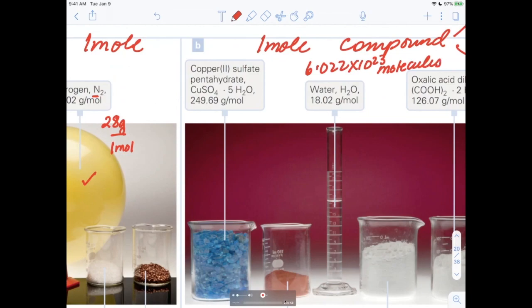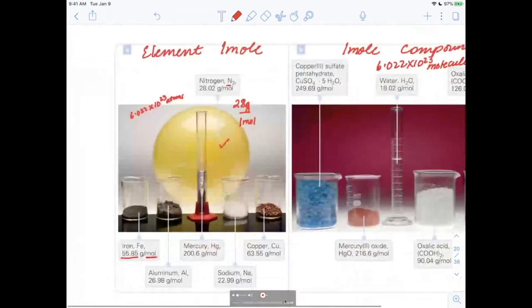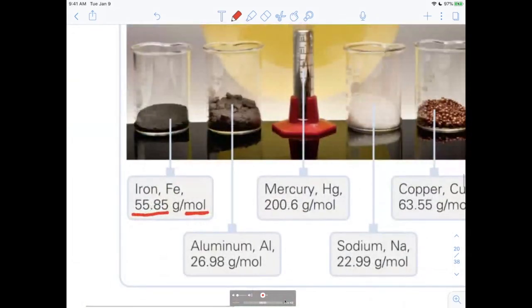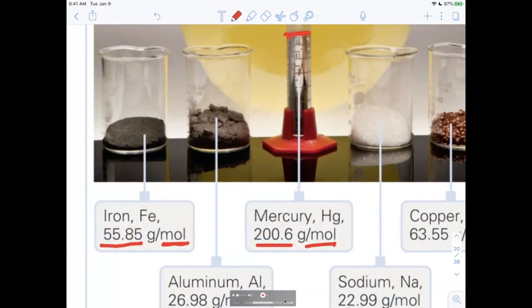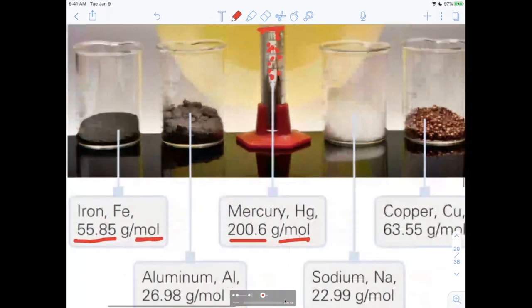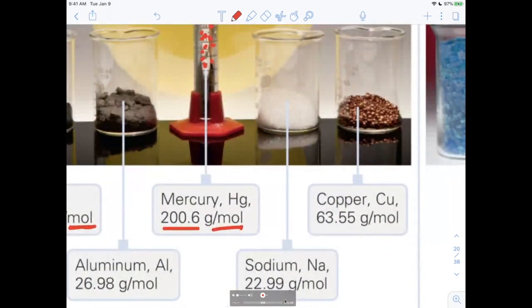Okay. So here, 55.85 grams of iron are required to get to 1 mole. Mercury is a lot more. With mercury, you have to get 200.6 grams of mercury, this amount here. So that all the particles in here, all the little particles, add up to 1 mole. And then we have copper. I was about to say, this is not copper. We have copper.